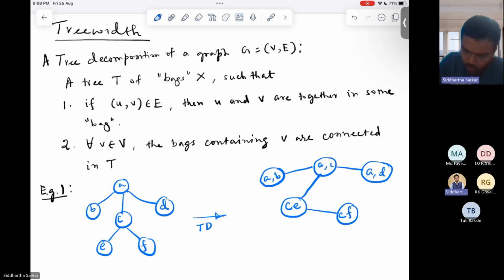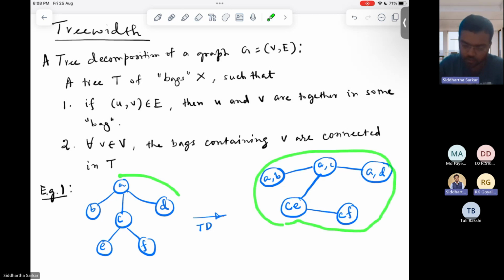How about D? D is a leaf. So for D, there is only one bag. For E also, there is only one bag. And for F also, there is only one bag. So this looks like a valid tree decomposition of this tree.